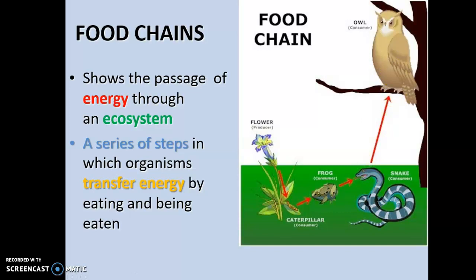Notice that the arrow goes towards the thing that's eating. Okay, so if the owl's getting the arrow, that means it's getting the energy. Okay, so keep in mind, the most common mistake with the arrows is that you guys want to reverse them and say, oh, but it's pointing to the snake because it's eating the snake. No, the owl gets the arrow, gets the energy. Okay, that's a food chain.